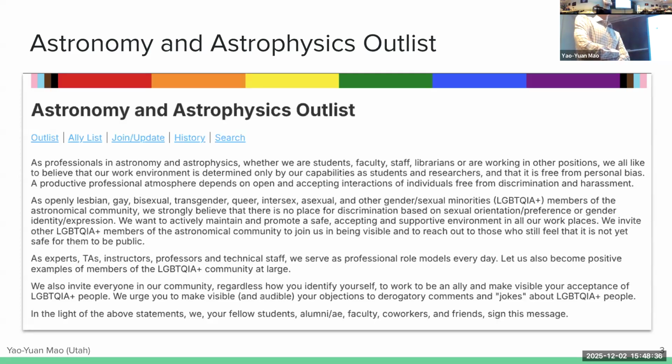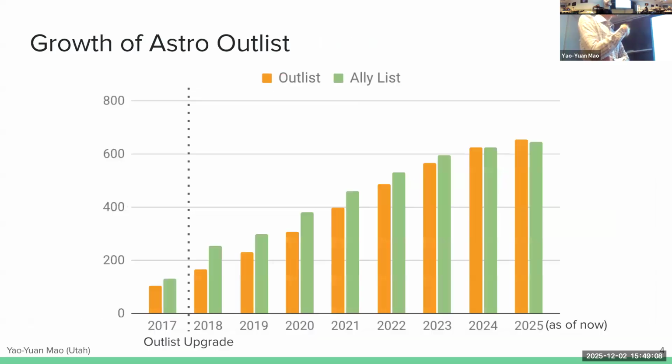I am a maintainer of the Astronomy Astrophysics list. I've been doing this since about 2018. This is a list for professional astronomers who are in the LGBT community and feel comfortable being out. This list has existed for a very long time, way before my time. It actually started in the 90s and has existed for more than 20 years. I only started helping maintain it in 2018, so there's a prehistory of our list, and I took over the maintenance in early 2018.